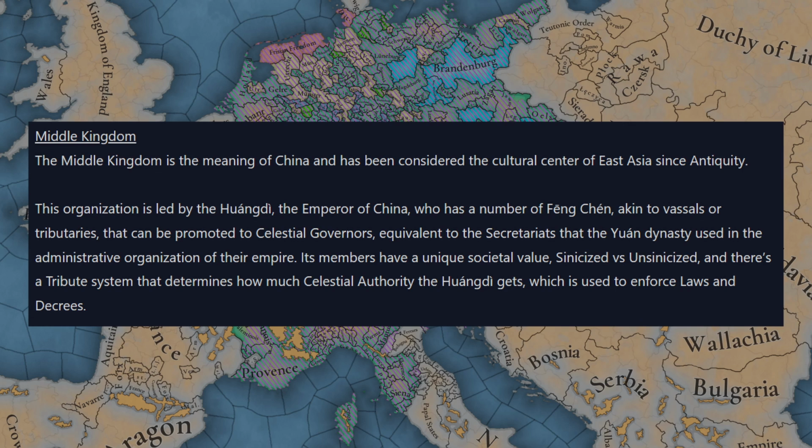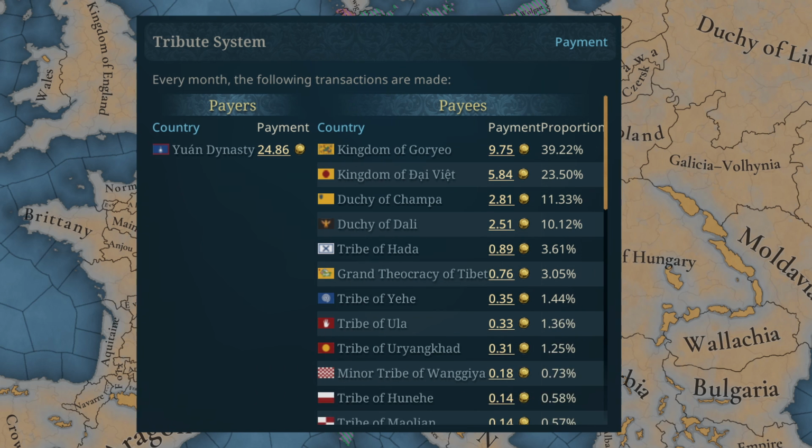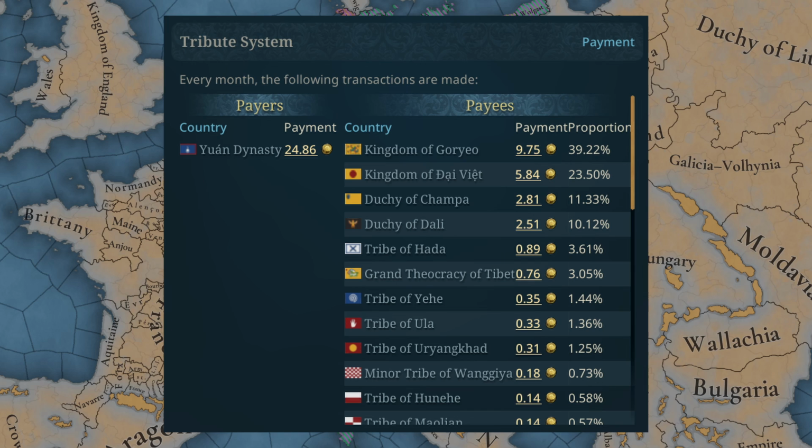And there's a tribute system that determines how much celestial authority the emperor gets, which can be used to enforce laws and decrees. This was in EU4, but it does sound like it's going to work a lot better in EU5 as well. And as you can see here, the tribute system, who are the payers and who are the payees? So the Yuan dynasty is just the sole payer, and then the payees are numerous. As you can see, it shows you the amount and then also the proportion of the total amount that equals up to. The tribute system is a system where the emperor sends gold to the other nations in the Middle Kingdom. So again, bringing a lot of flavor to this region if you want to play in China and the region around it.